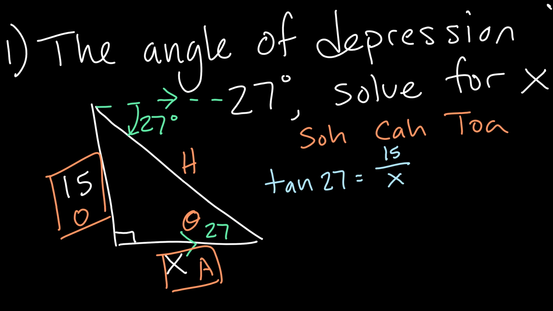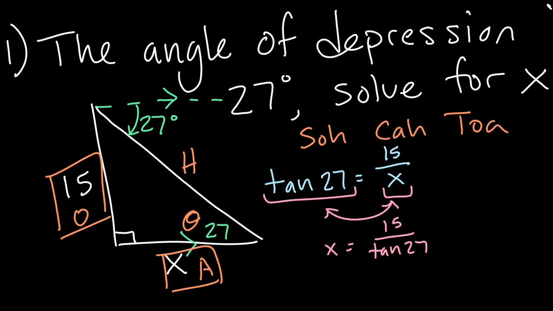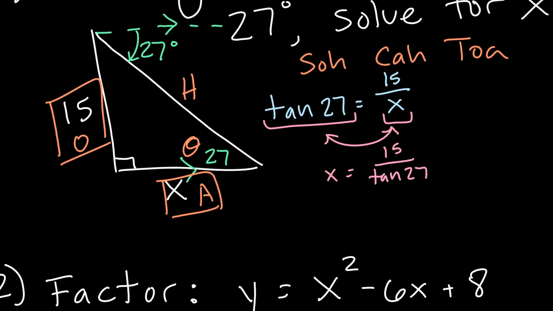You gotta divide. Good. You switch the function and X. So X comes out front, 15 remains in the top, but tan 27 goes in the bottom. And then we just divide. 15 divided by tan of 27 is 29.44.